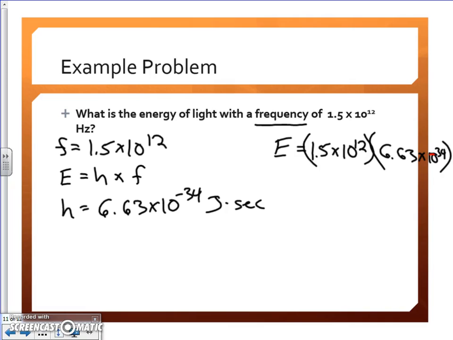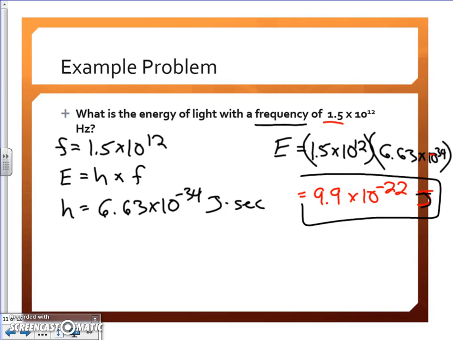I highly, highly, highly recommend that you type this into your calculator as well and make sure you get the same thing I do. Looking at sig figs, we're only given 2 here, so I'm going to round to 2 sig figs. 9.9 times 10 to the negative 22nd, and that's joules for my answer there with the label. So energy is in joules.